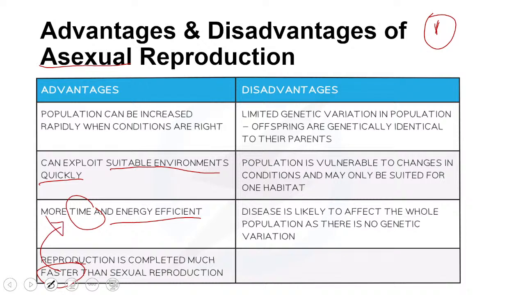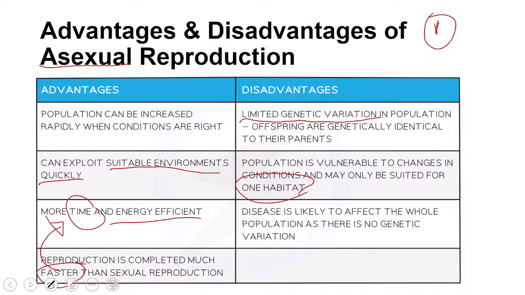Disadvantages, however, limited genetic variation. If the offspring and parent are going to be genetically identical to each other, that will limit the genetic variation in the population. The population is vulnerable to changes in condition and may only be suited for one habitat.